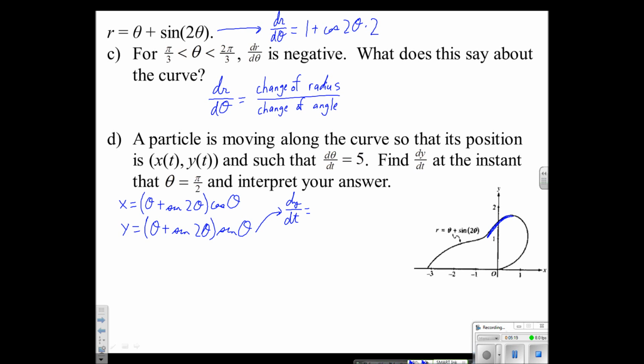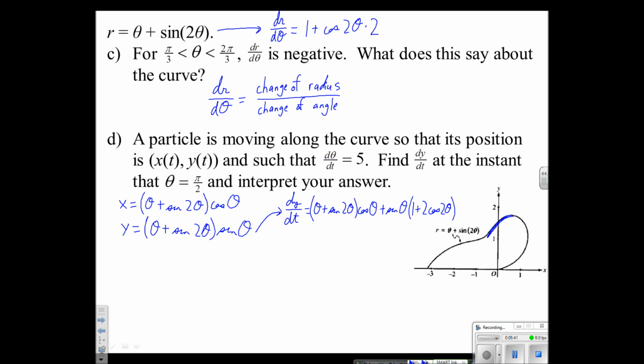So it's the first times the derivative of the second, plus the second times the derivative of the first. So that would be 1 plus 2 cosine 2 theta.